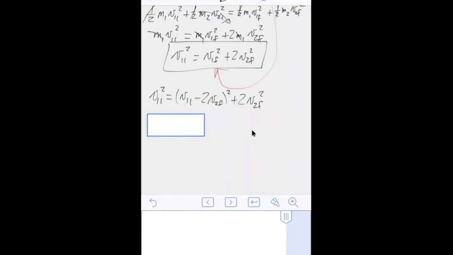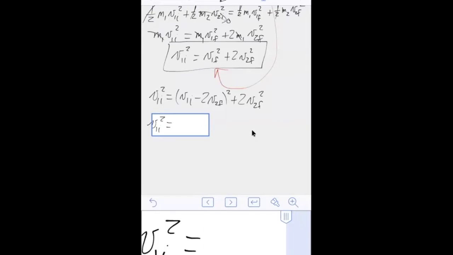The first thing I have to do is square out that term in parentheses. You have to remember whatever method you learned in algebra to multiply out a polynomial. So it's this term times itself, so you can use the FOIL method.